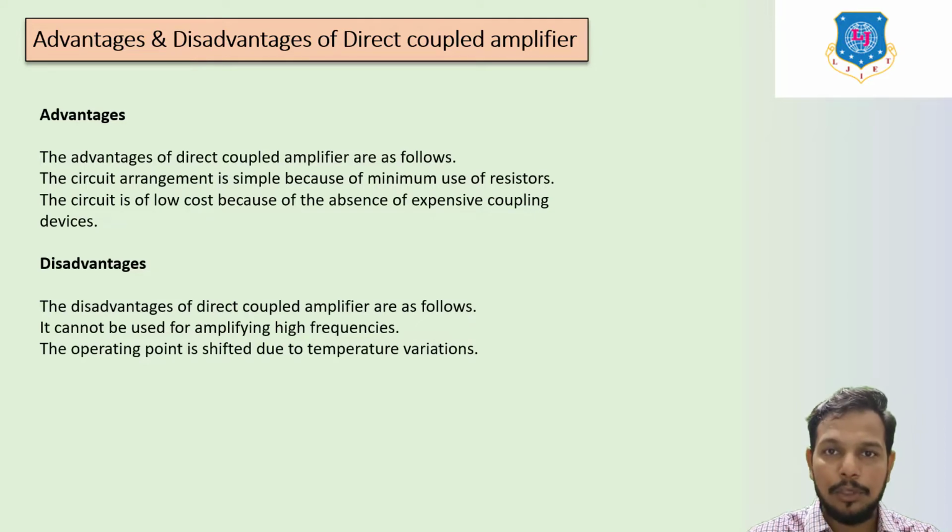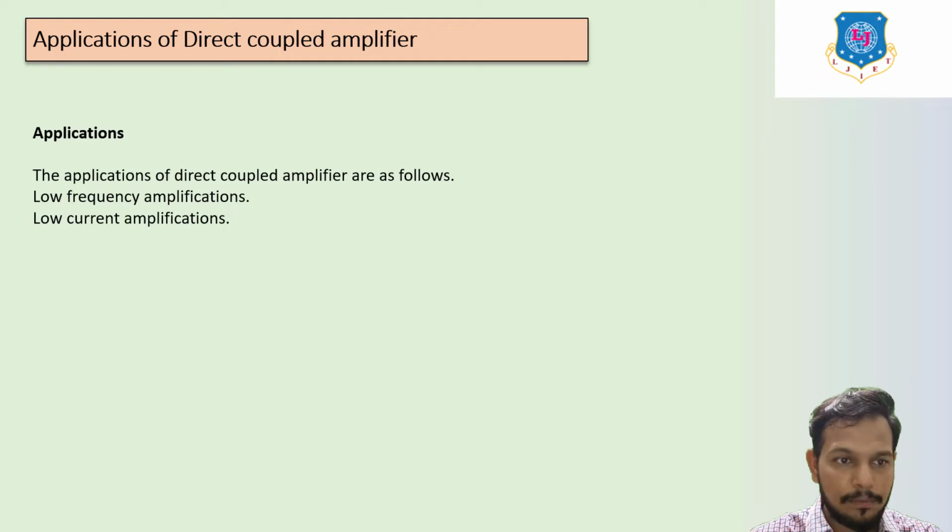Now, whenever input is continuously flowing through those stages, there are temperature variations, and due to this the Q point will be shifted. Thus you will get a distorted version of your amplified output. Applications: low frequency amplification and low current amplification.